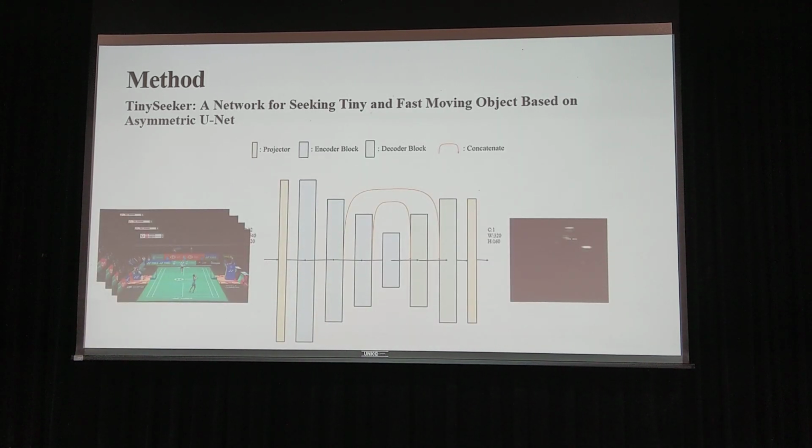So with the input data ready, we can apply TinySeeker to locate the badminton. TinySeeker is a model based on UNet. It is mainly composed of 7 layers, including 4 encoders and 3 decoders shaped into an asymmetric structure, which means the last decoder block of UNet is eliminated.